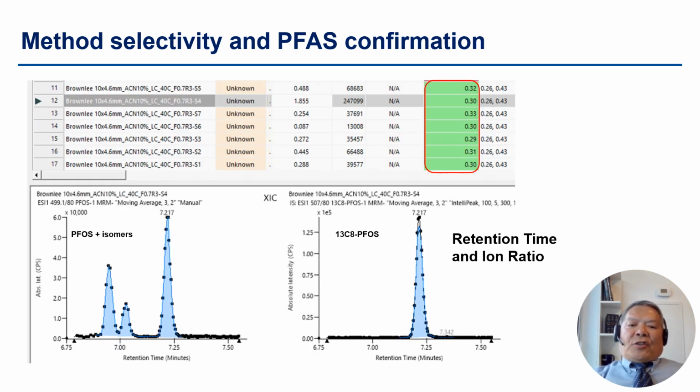This slide shows another example with PFAS which have linear and branched isomers. When you integrate both the quantifier ion and the qualifier ion, you can generate the ion ratio. By comparing the retention time and the ion ratio, you can identify and confirm the analyte.